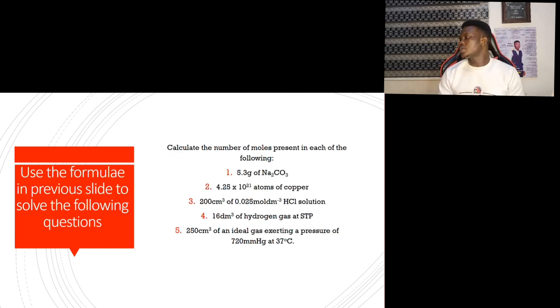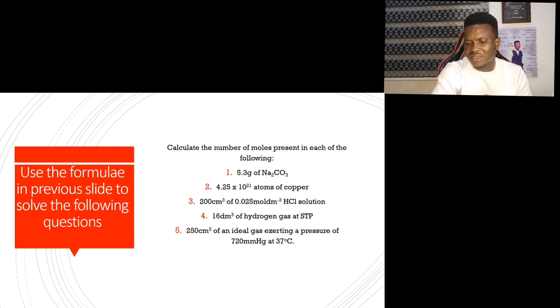So the first question here says that, calculate the number of moles present in each of the following. Now, question 1, 5.3 grams of Na2CO3. So you have to calculate the number of moles of 5.3 grams. What are you given now? Mass. So which formula are we using? Very good. We're using formula 1. So let's see how we solve that.